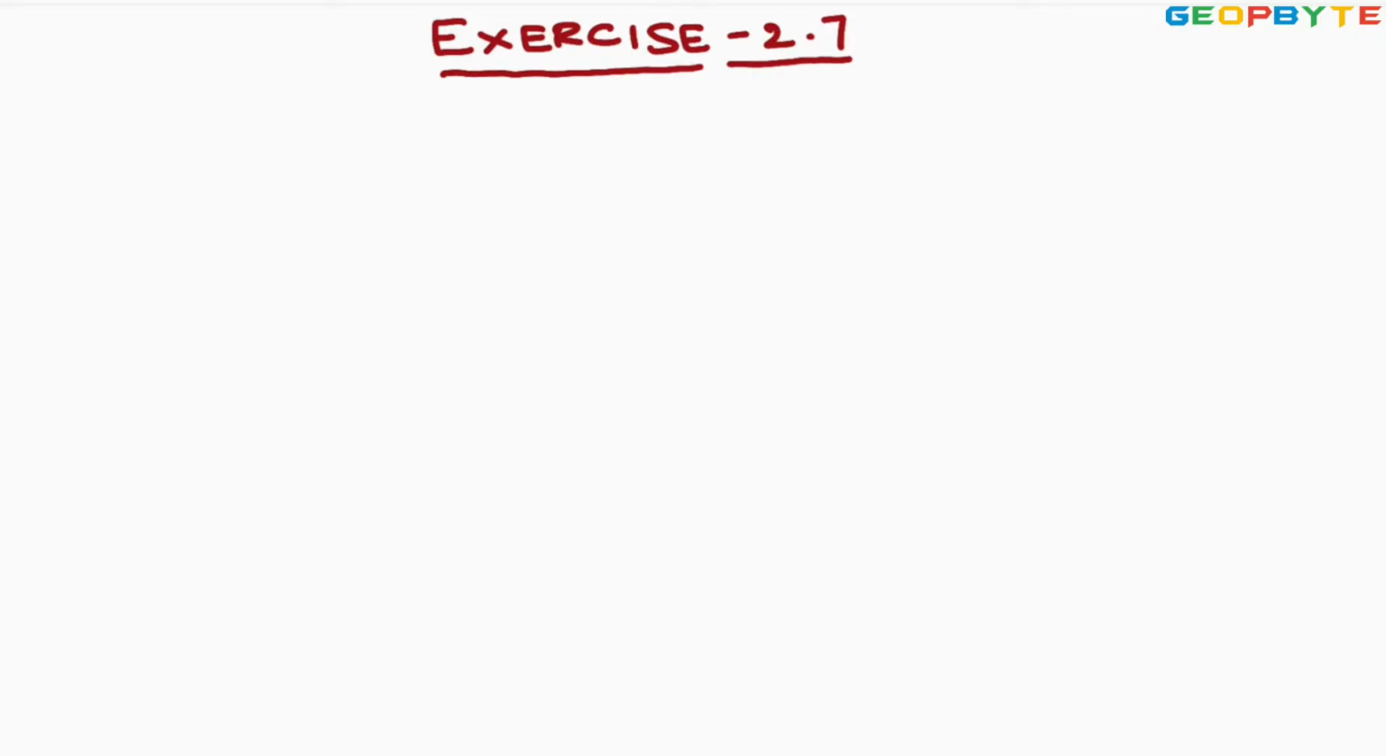In the previous video, we discussed exercise 2.7 question number 1. Today, let us solve the remaining problems. In the previous videos, we discussed multiplication of a decimal number by 10, 100 and 1000. Let us revise those concepts once again.